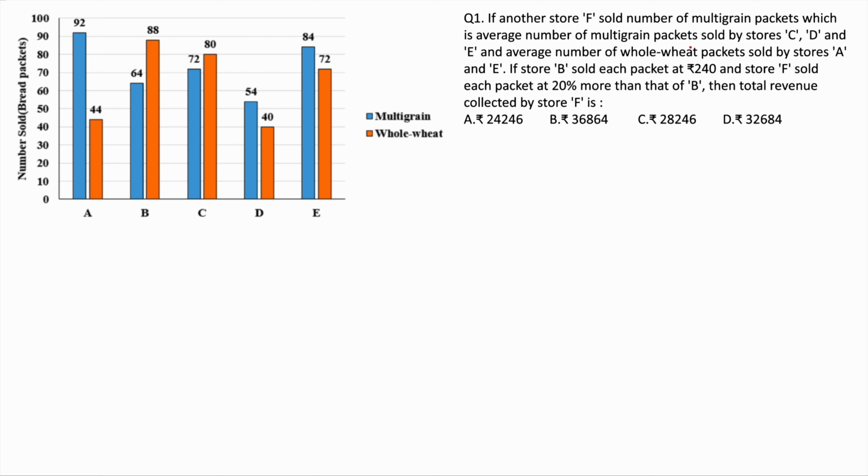If another store F sold a number of multigrain packets, which is the average number of multigrain packets sold by stores C, D and E. So there's a store F which is also selling multigrain packets and whole wheat. The number of multigrain packets sold in F is the average of the multigrain packets sold by C, D, E. Now multigrain packets sold by C, D and E are 72 for C, 54 for D and 84 for E. The average will be 72 plus 54 plus 84 divided by 3, or 24 plus 18 plus 28.